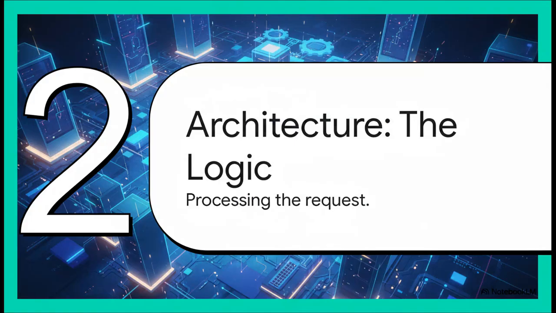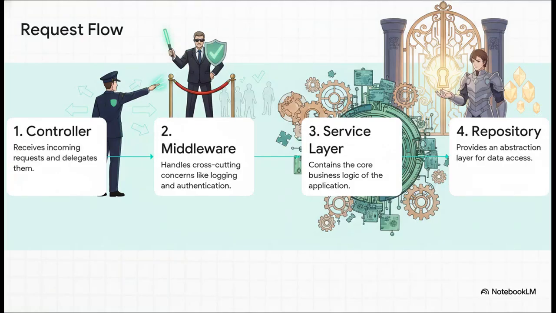Okay, so the request is in the building. Now we get to the really interesting part, the core architecture. This is the heart of the logic, where we actually figure out what to do and get the work done. Now, this flow you see here, this is absolutely key to good architecture. It's all about separating concerns.